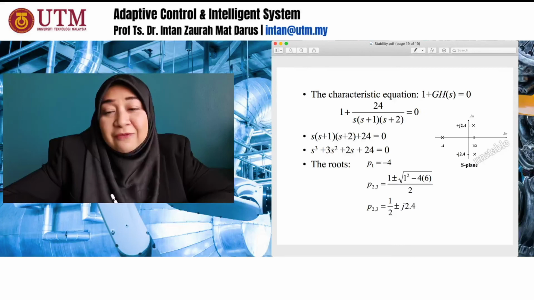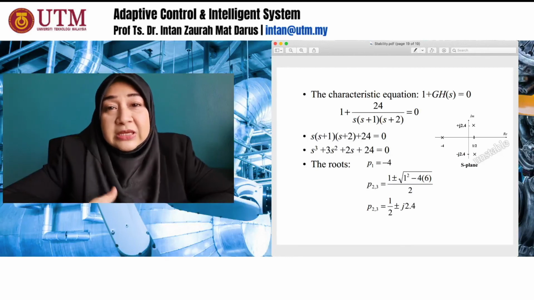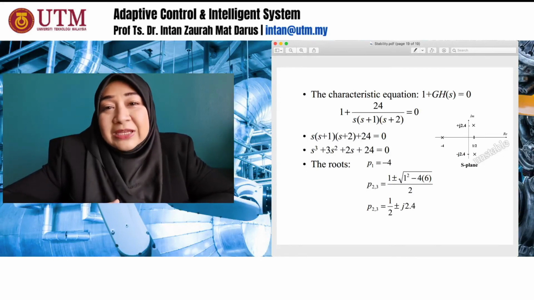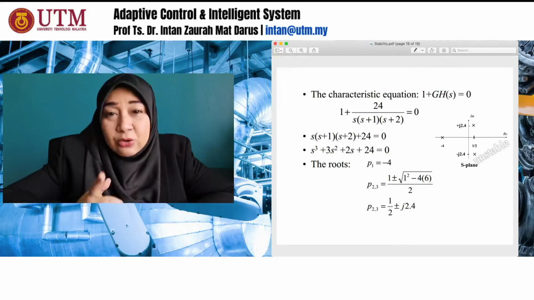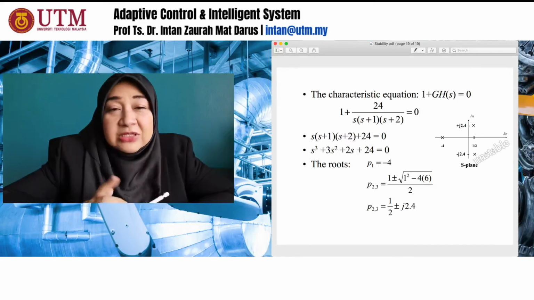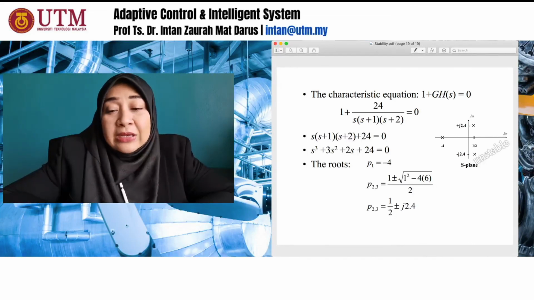Then from there, if I find the roots of my system, that gives me the poles. Pole 1 equals minus 4. I can say poles straight away because this comes from the characteristic equation. As you have seen earlier, the characteristic equation gives the poles of the system, not the zeros. The zeros come from the numerator. The characteristic equation is the denominator of your closed loop transfer function.